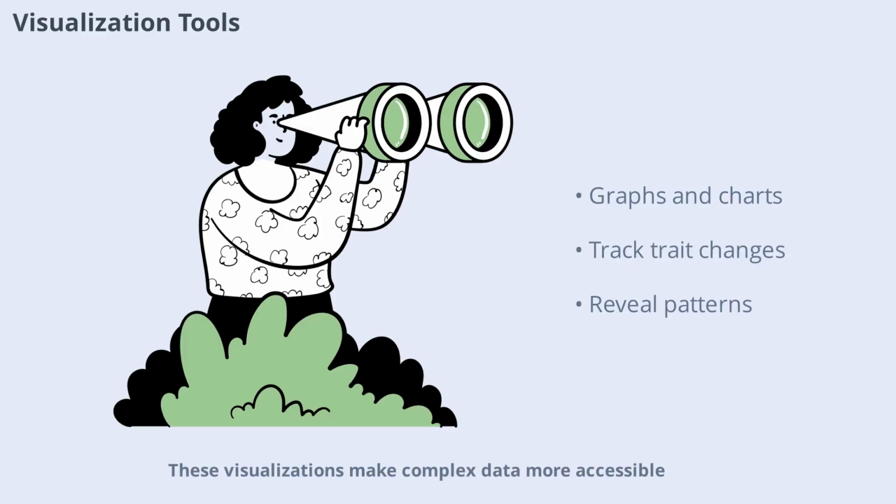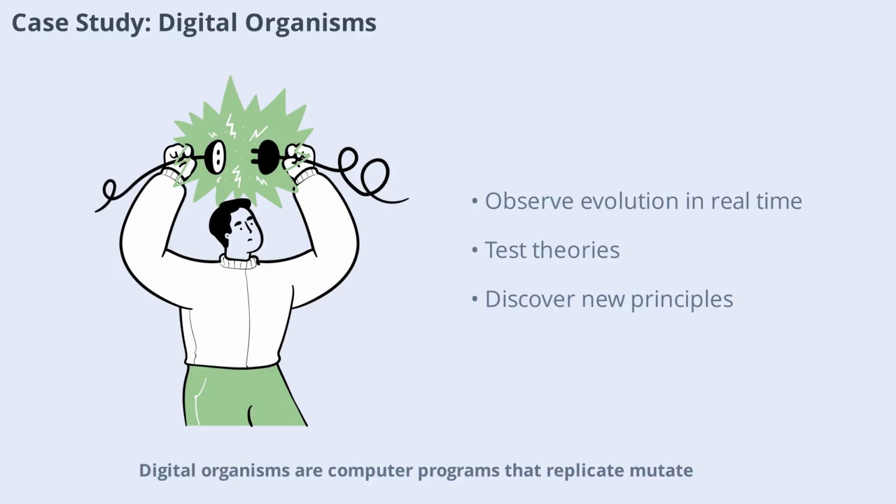These visualizations make complex data more accessible and reveal patterns that might otherwise go unnoticed. Digital organisms are computer programs that replicate, mutate, and evolve in a virtual environment. By studying these digital life forms, researchers can observe evolutionary processes in real time, test evolutionary theories, and even discover new principles that apply to both digital and biological systems.